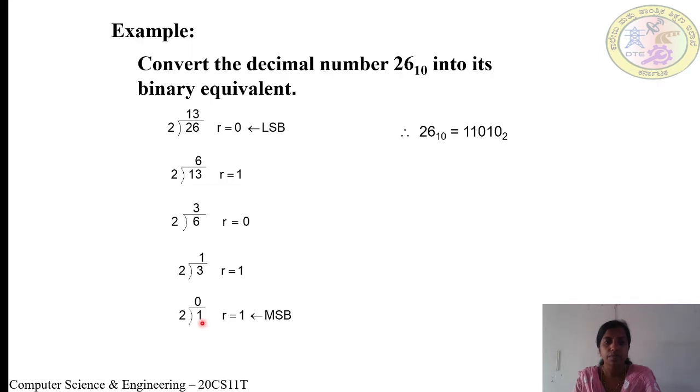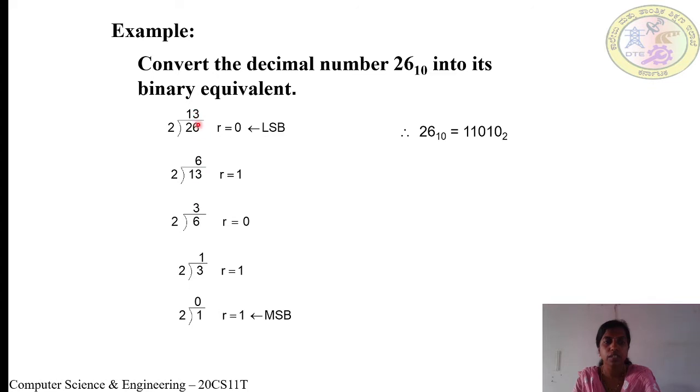Next we move on to the conversion between decimal to binary with an example. Take the decimal number 26 base value 10 into its binary. So take the decimal number 26 divided by 2, quotient 13 and remainder 0. We will get that should be put on the right hand side, that is LSB bit position.